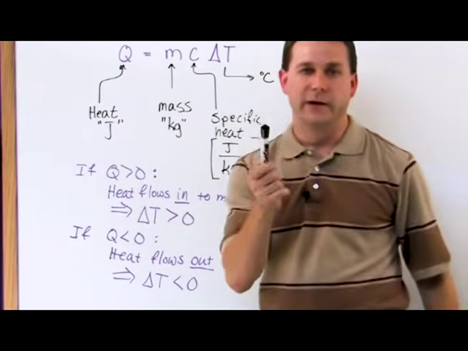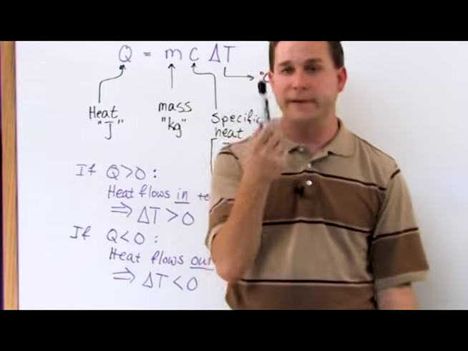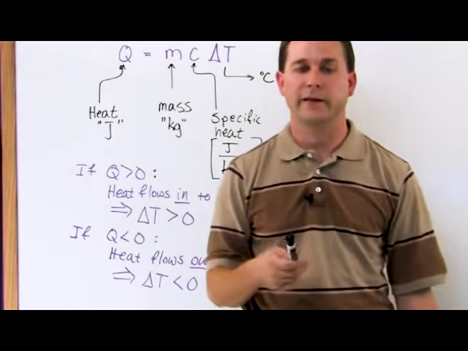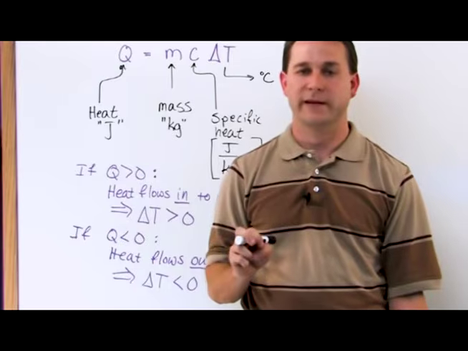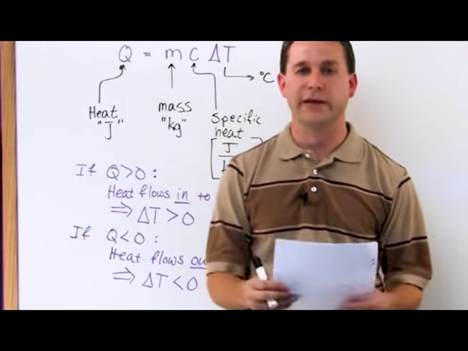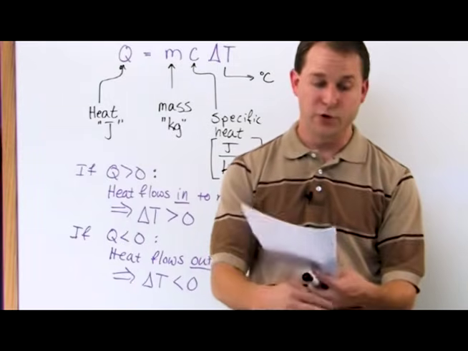Because Q is negative, heat is flowing out of my pen. Delta T is less than 0. And that just means that the pen's going to cool off. It's going to get colder. Delta T is going to be less than 0. That's crucial for you to know. You've got to keep your sign conventions right in this stuff with heat, because if you don't, you're going to get the wrong answer almost all the time. In fact, you will get the wrong answer all the time.